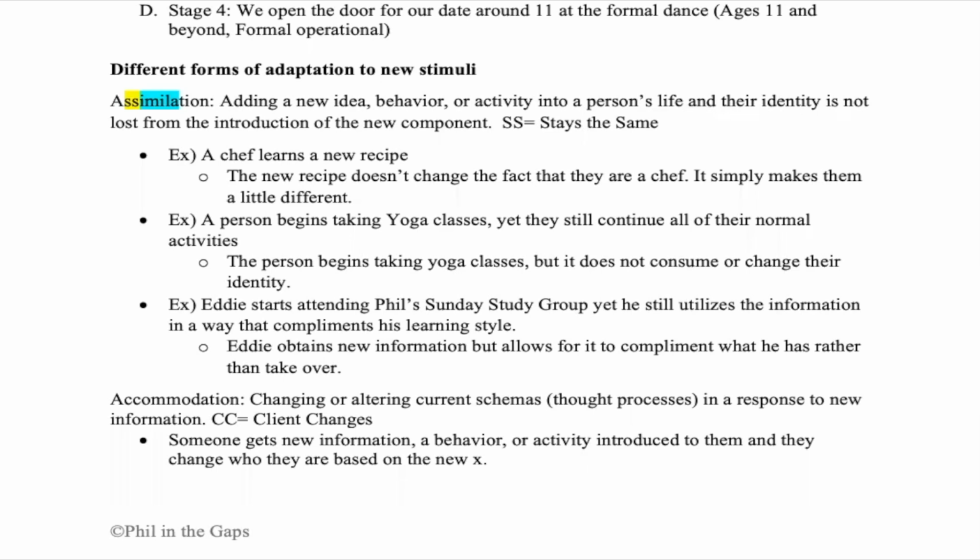So a couple of examples to articulate this a little bit further. A chef learns a new recipe. So the new recipe does not change the fact that they are a chef. It simply makes them a little bit different. So let's say we have a chef that does seafood, and they're like, you know what? I'm really great at seafood. And they're like, you know what? I now want to start making burgers within my restaurant. So they're like, I'm going to start learning all these new burger recipes, and I'm going to have my seafood expertise still, but I'm also going to have this burger component added into my seafood restaurant.